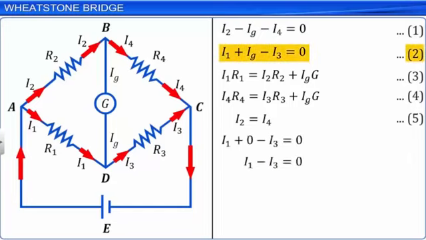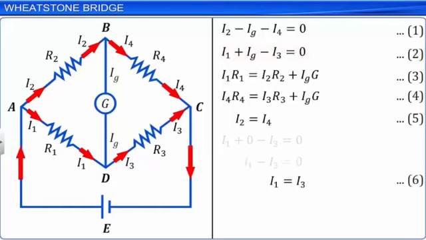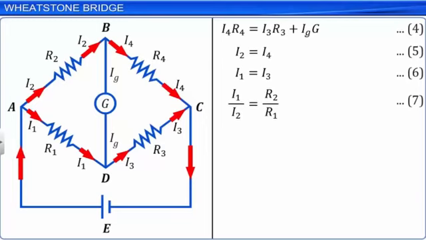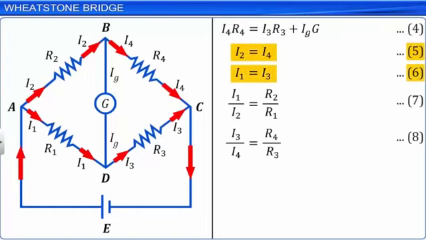Substituting Ig equal to 0 in equation 3 and simplifying, we get equation 7. Substituting Ig equal to 0 in equation 4 and simplifying, we get equation 8. Substituting for I3 and I4 from equations 5 and 6 in equation 8, we get I1 divided by I2 is equal to R4 divided by R3.